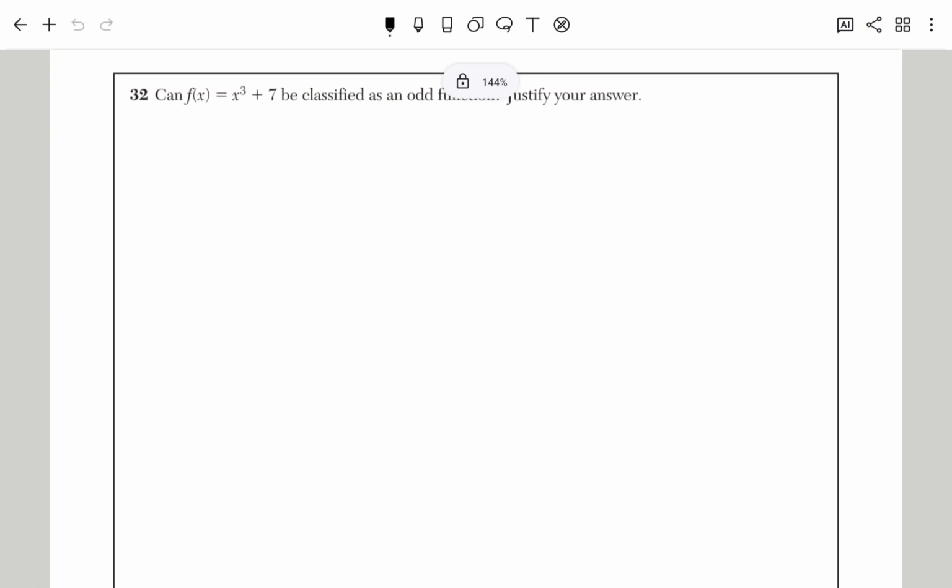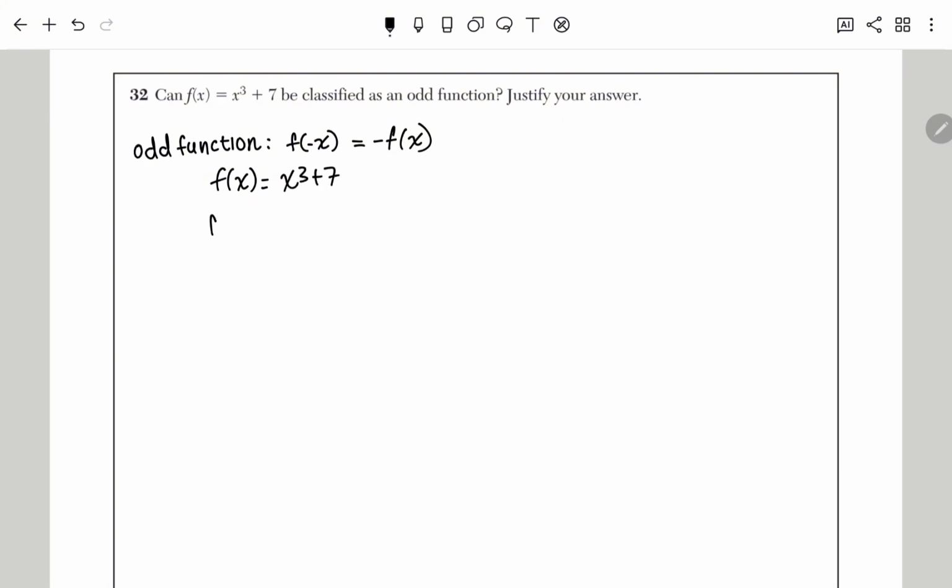Question 32 says, can f of x equals x cubed plus 7 be classified as an odd function? So there's rules that you want to remember. For something to be an odd function, f of negative x is supposed to be equal to negative f of x. So what that means is if my f of x is x cubed plus 7, f of negative x would mean that it's going to be negative x cubed plus 7.